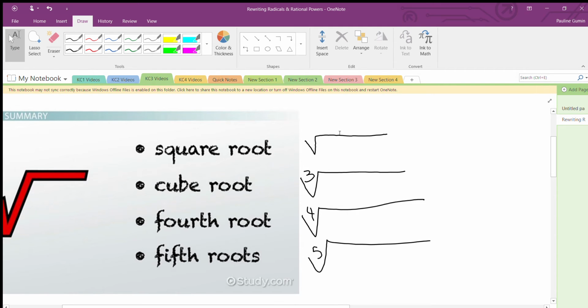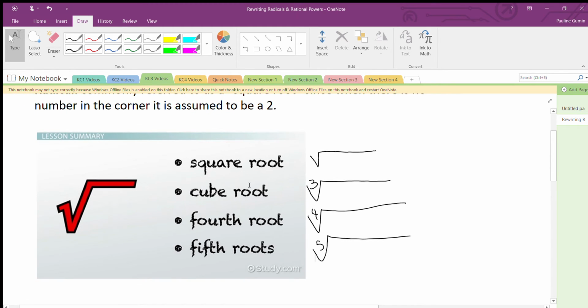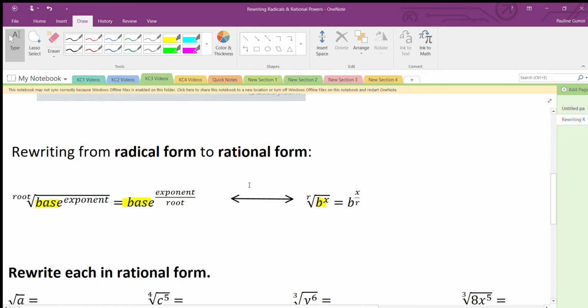So starting at 2, we can get higher and higher. We can go on forever in that positive direction. So those are the types of radicals we may have. Now, what we're going to be practicing is rewriting between radical and rational form, and vice versa.